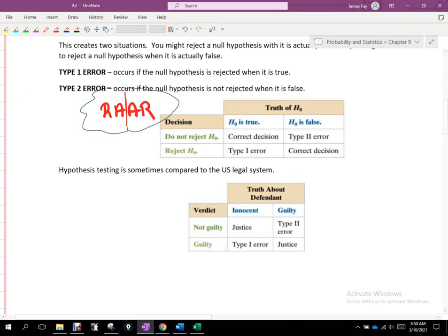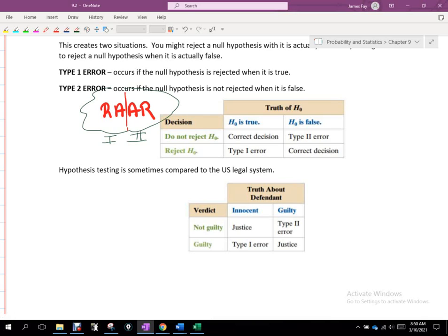RAAR, right? Okay. It's a palindrome. Four letters. Split it in half. When you split it in half, you got a first half and you got a second half. Correct? The first half is referring to type 1 error right here. Second half is referring to type 2 error. That's pretty logical. Would you argue with that?